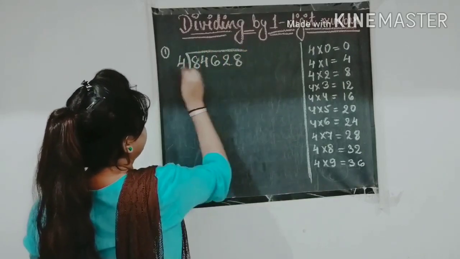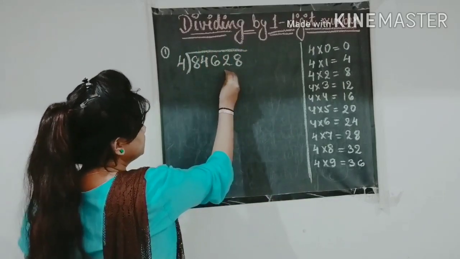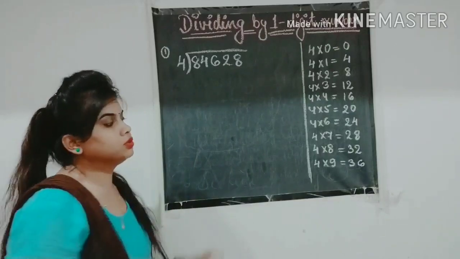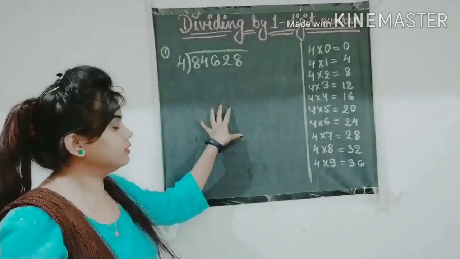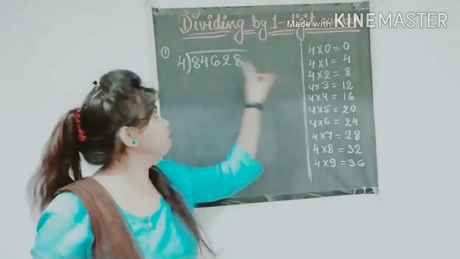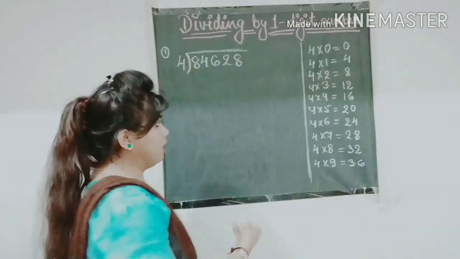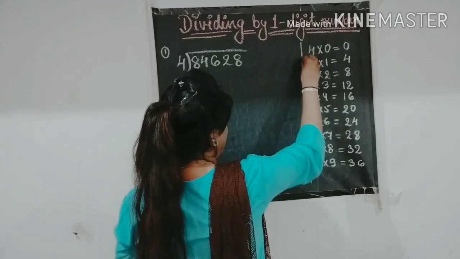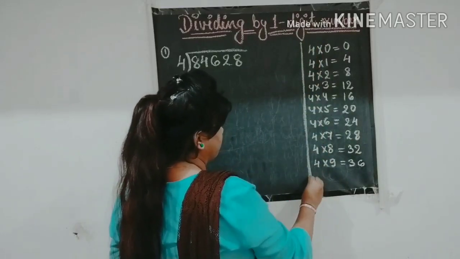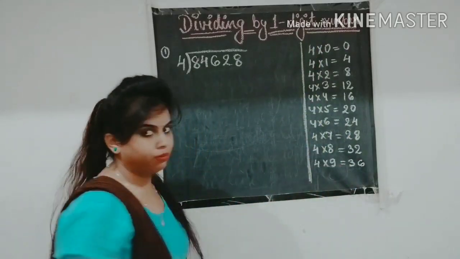The divisor is 4, the dividend is 84,628. To solve this, to divide this, you need to know the table of 4. Okay, so you can write it here. For our convenience, we can write it after the margin of your notebook. Okay, so I have written the table of 4 here.